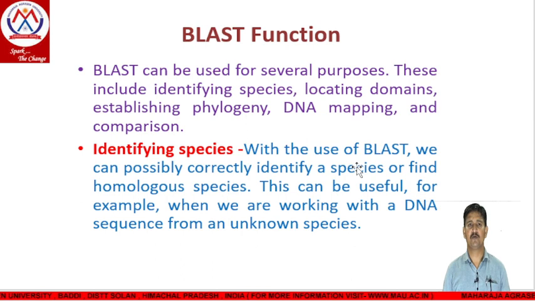Suppose we have isolated a microorganism or a specific type of tissue, isolated the DNA, and sequenced that DNA. We use BLAST to find similar sequences from the database. The similar sequences are present in homologous species. When the homologous sequence is found using BLAST, we can identify that the homologous sequence present in a particular individual represents the particular species. This can be useful, for example, when we are working with a DNA sequence from an unknown species. So BLAST can be used for identifying the particular species.